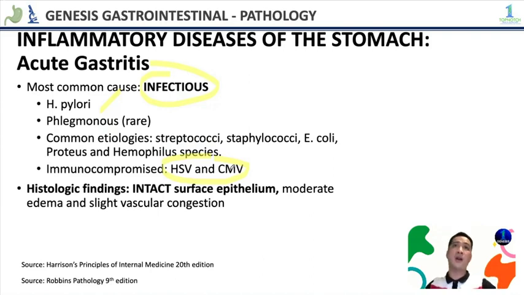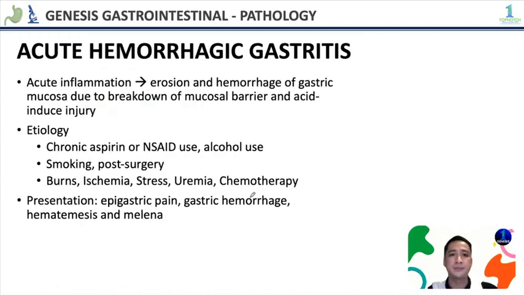What is the hallmark of acute gastritis? The surface epithelium is intact. Somehow, there is slight vascular congestion and some slight edema in acute gastritis. So in acute inflammation, remember there is erosion and hemorrhage of the gastric mucosa due to breakdown of the mucosal barrier.